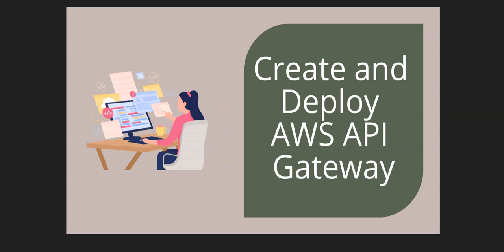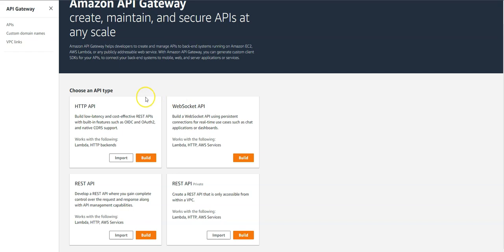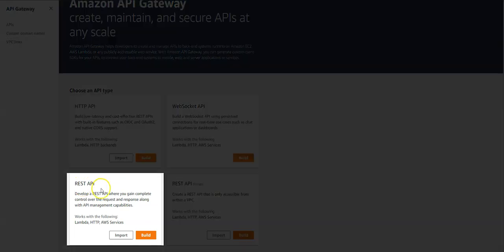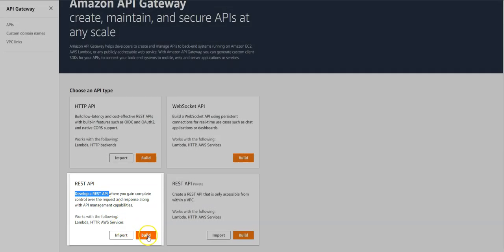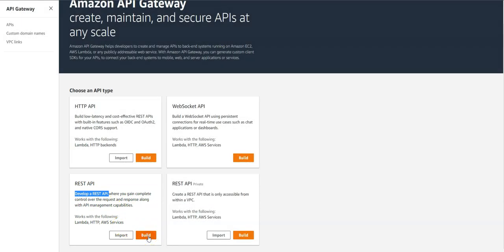So let's get started. I have already logged into my AWS account and I'm on the API Gateway service screen. If you haven't created any API Gateway, you will see something like this. And if you have some APIs already created, those APIs will be listed here. In this series of tutorials, we will work with the REST API. So let's start building a REST API using API Gateway. Let's click on this build button.